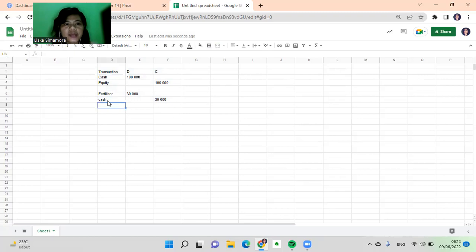So when the cash is deducted, we put the value in the credit, and when the cash is increased, we put the value in the debit. When the amount of your inventory is increased, we put the value in the debit.